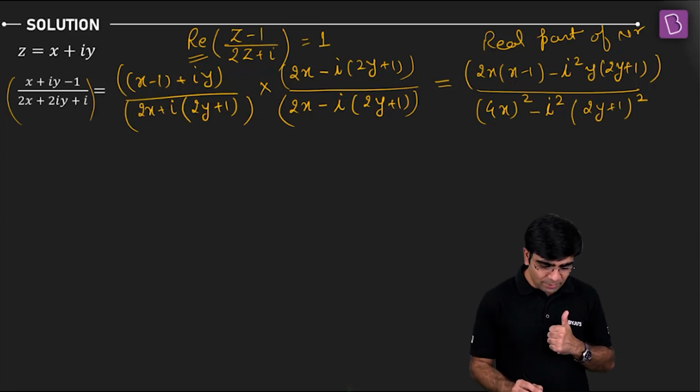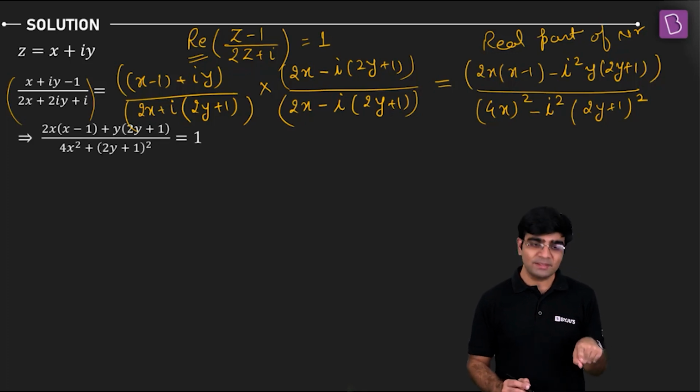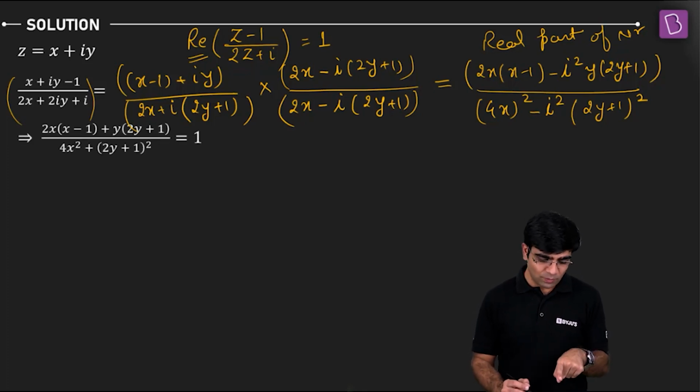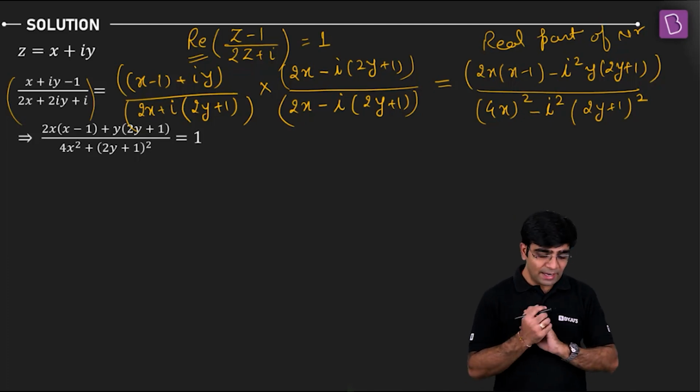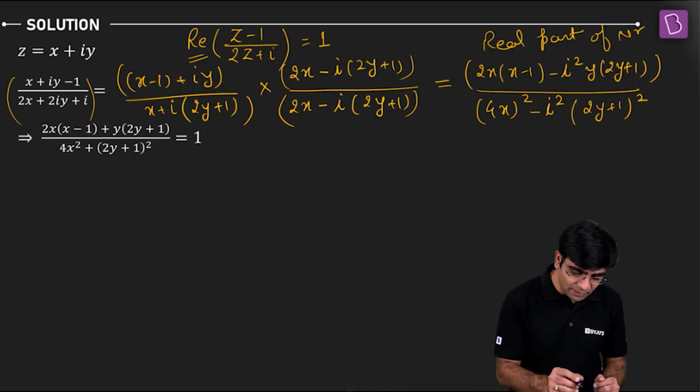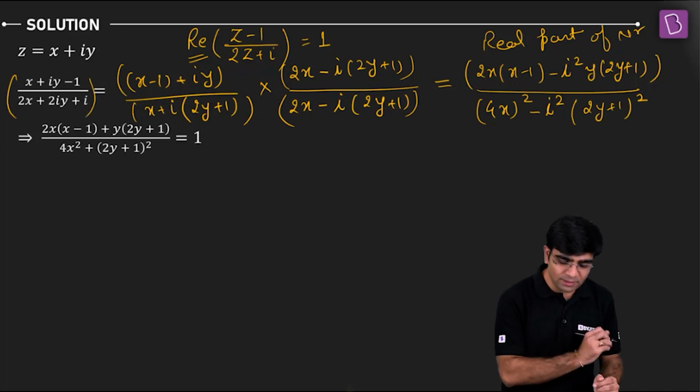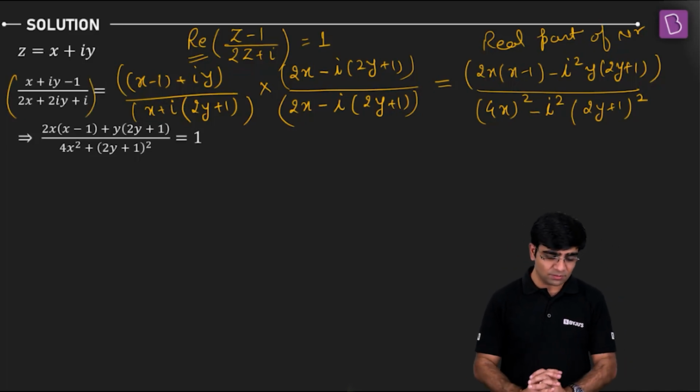Now, what do I have as the real part of the complex number? It is 2x into x minus 1 plus y into 2y plus 1, divide by 4x square. And as I said, iota square is nothing but minus 1. So minus 1 minus 1 will make it plus 1. So we get this as plus of 2y plus 1 the whole square. And this real part has been made equal to 1. Okay. So I'm removing this bracket so that you should not get a blurred picture of this.